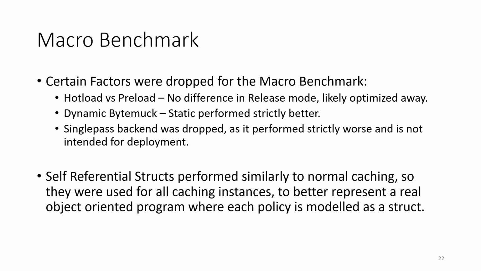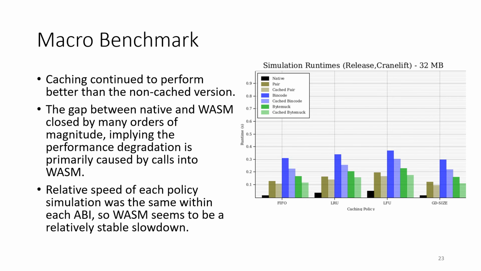This better represents a real object-oriented program where each policy is modeled as a single struct. In this graph, you can see the results of the Cranelift run of the macro benchmark. Each policy has results for each of the 6 techniques we tried, in addition to a result from the native run of it, using native machine code instead of WebAssembly. Similar to the micro benchmarks, caching performed better than the non-cache version for all runs.